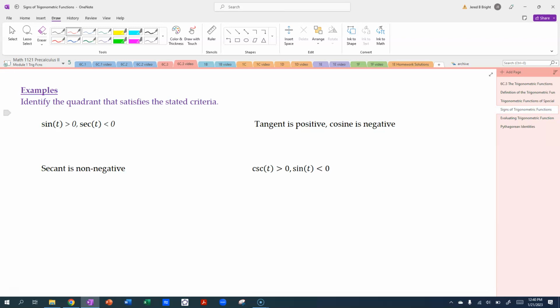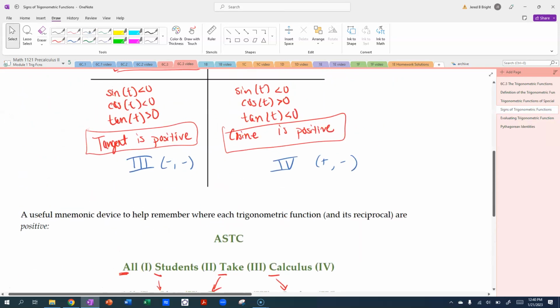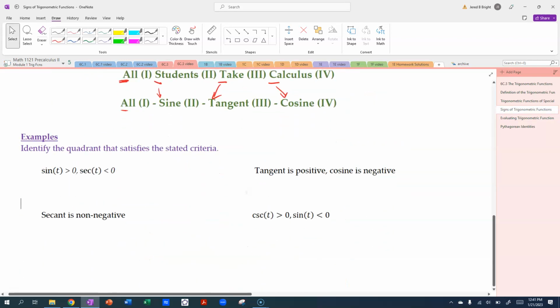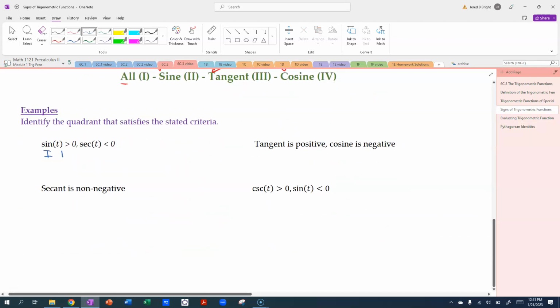All right, identify the quadrant that satisfies the stated criteria. I actually want you to see if you can do this on your own. So pause the video, try these examples, and then resume the video. Okay, sine is positive, that's positive y, so we're in either quadrant 1 or 2. And then secant being negative, that's the reciprocal of cosine. So when cosine is negative, I'm in quadrants 2 or 3. The only quadrant that satisfies both of those is quadrant 2.